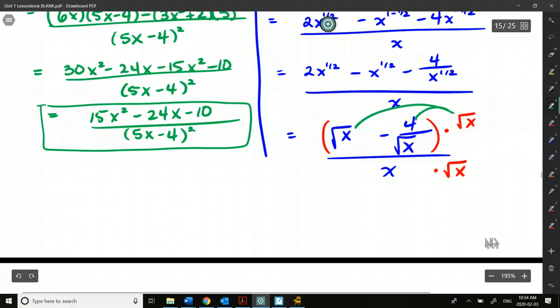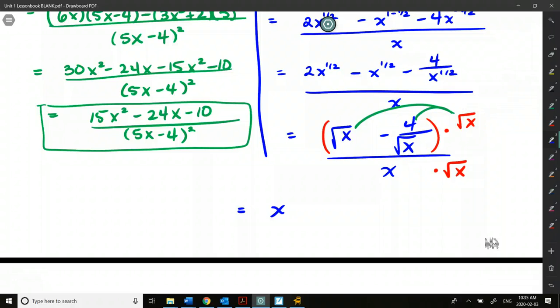Root x times root x for the first term is just x. And then the whole point of bringing this one into this term here is so that root x and root x will cancel. So when I bring that in, I'm just going to be left with 4. So it'll be minus 4.